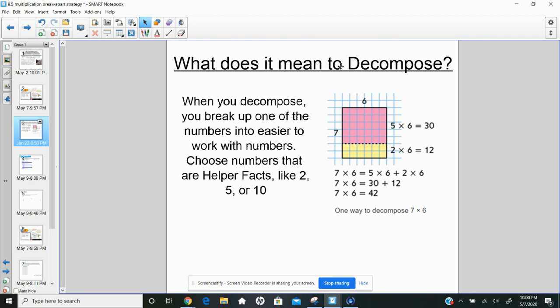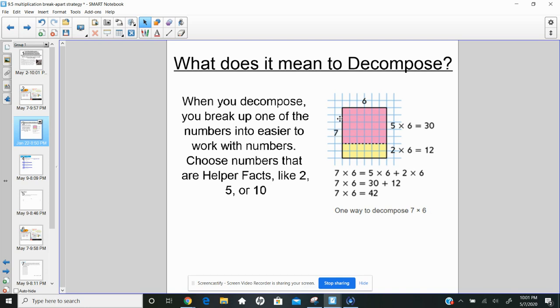And so decomposing or break apart means that we're going to break one of the numbers up into an easier to work with number, choosing our helper facts that we want, like 2, 5, and 10, ones that we know. And so if this was 7 times 6, well, 7 might be harder. We might not know that. So I could break it up into 5 and 2 because 5 plus 2 equals 7. So you can multiply 5 times 6 and then 2 times 6. And then you'd be able to add those two up together, and 30 plus 12 would equal 42. And that's one way to do that with basic facts that we've learned.